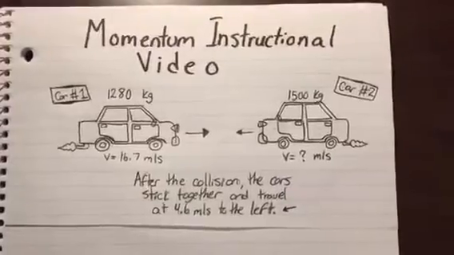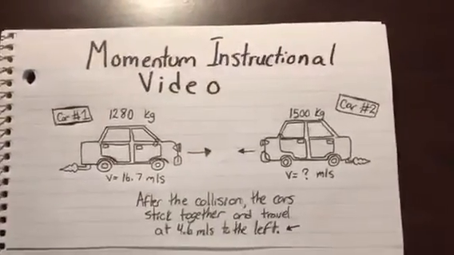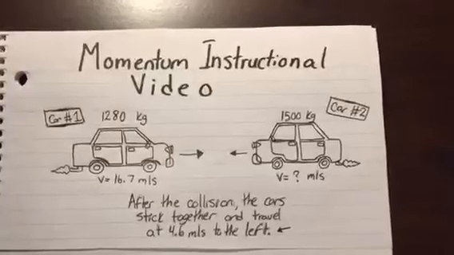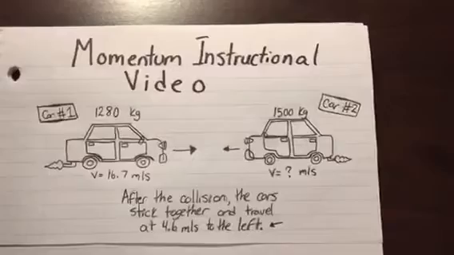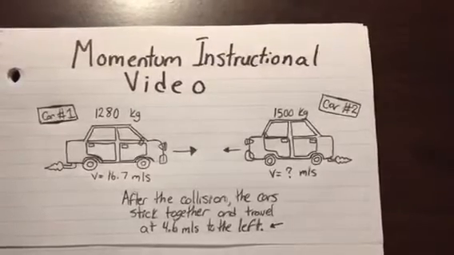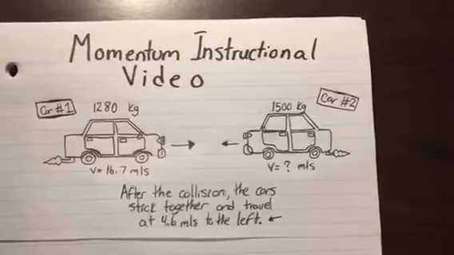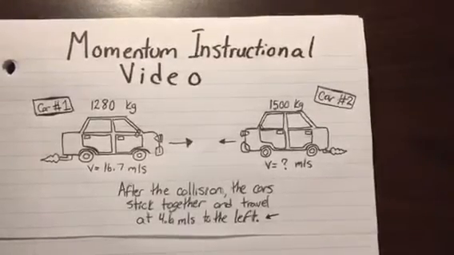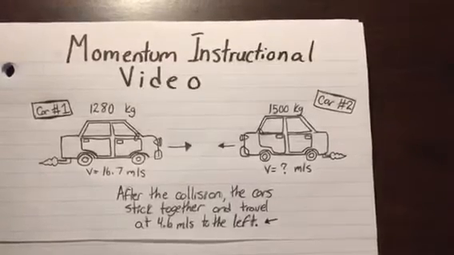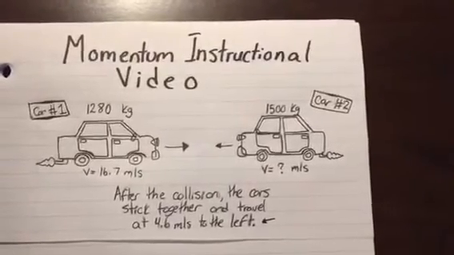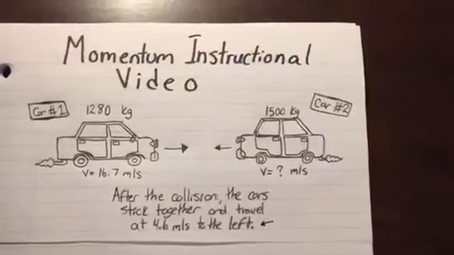For this example, we have two cars about to hit and cause a collision. Car number 1 is traveling at 16.7 meters per second, and car number 2 is traveling at an unknown speed. The mass for car number 1 is 1,280 kilograms, while the mass for car number 2 is 1,500 kilograms. After the collision, the cars stick together and travel at 4.6 meters per second going to the left. So what you have to solve for is the missing velocity of car number 2.